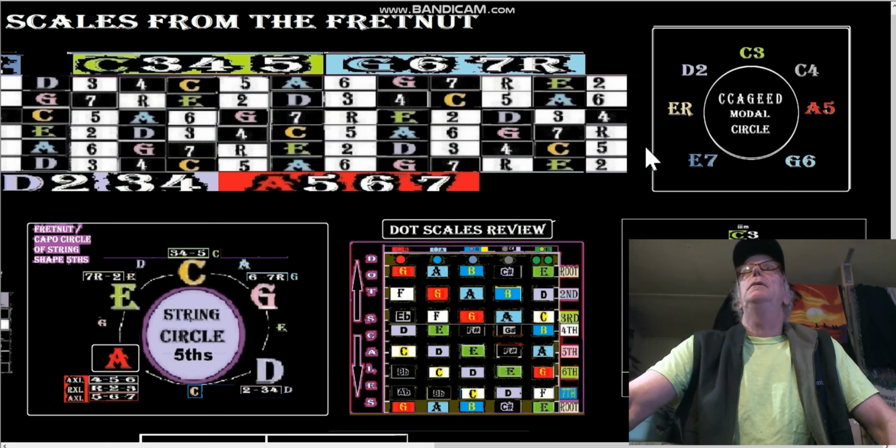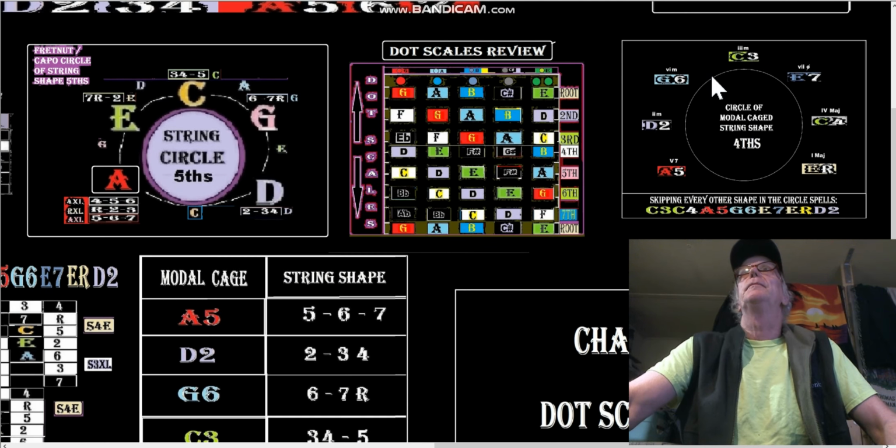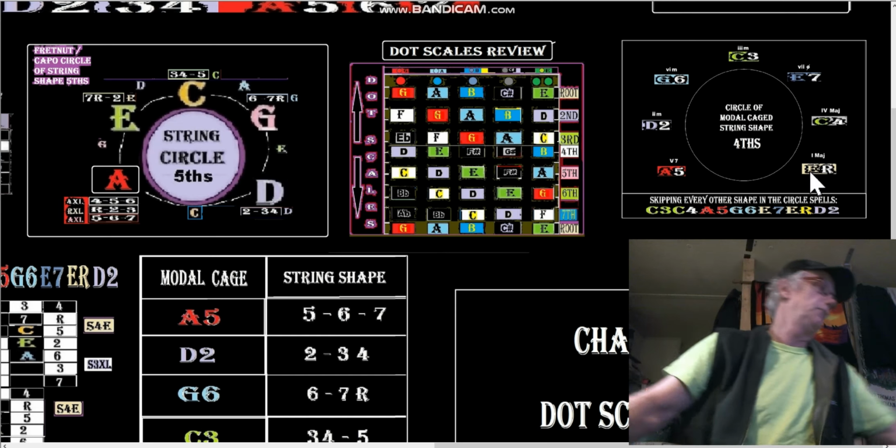And so what we have here is now in fourths, I've kind of skipped those two between each one. So starting from E root, we're going to go to C4. So it's a circle of string-shaped fourths, but actually going backwards is fifths. So we'll go C4 to E7, so we start E root.